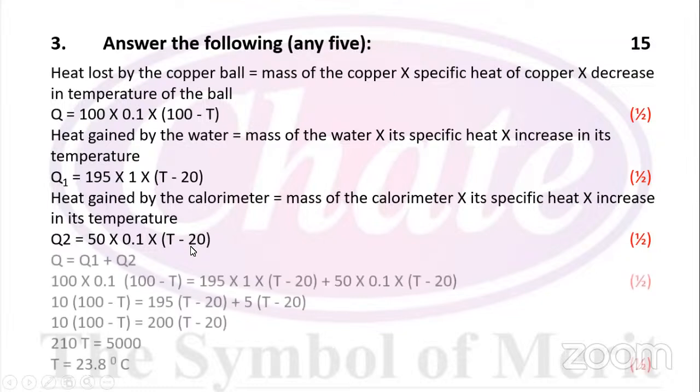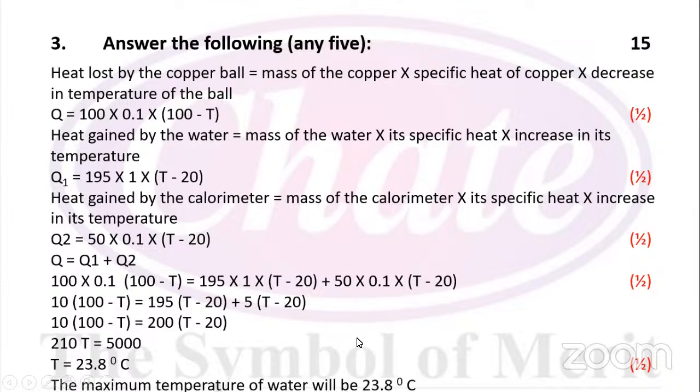So the heat lost by the copper ball is equal to the heat gained by the water and the heat gained by the calorimeter. We have to calculate like this, and after that, finally, we get the answer: temperature is equal to 23.8 degrees Celsius. You have to write down the answer statement: the maximum temperature of the water will be 23.8 degrees Celsius after that experiment. So that is all about question number 3.1.